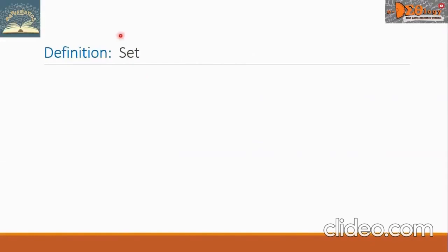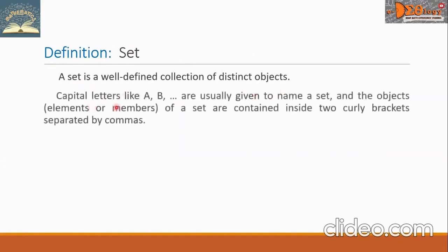Let's begin with the definition of set. A set is a well-defined collection of distinct objects. Capital letters like A, B, and so on are usually given to name a set, and the objects of a set, namely elements or members, are contained inside two curly brackets separated by commas.